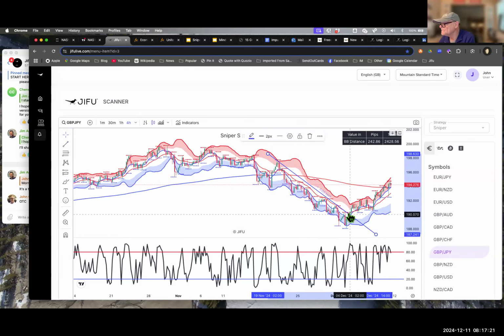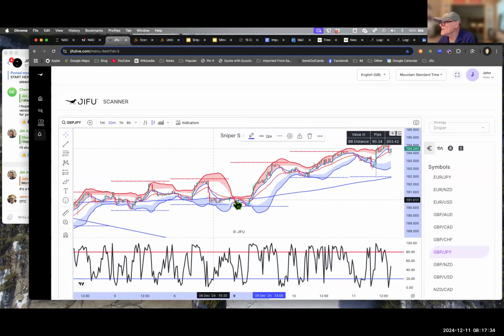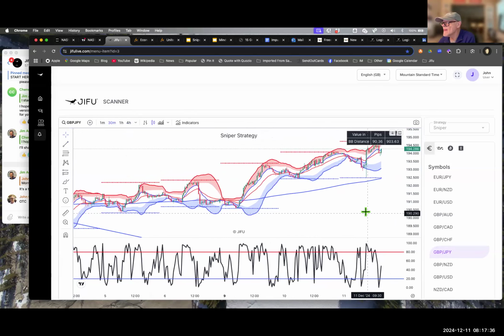Right here. So it looks like this could be a strong reversal. We are getting higher highs over higher highs all the way up. So this looks pretty strong. Go down to 30 minute.